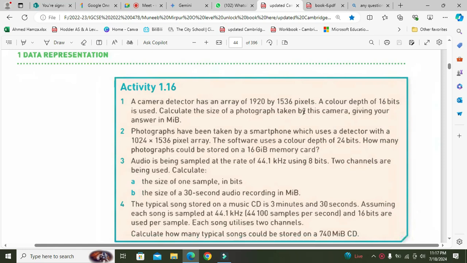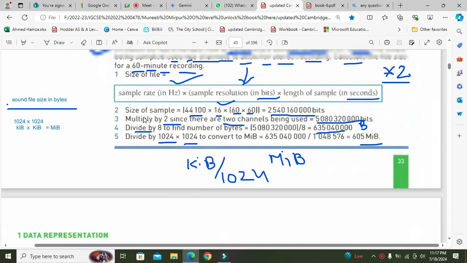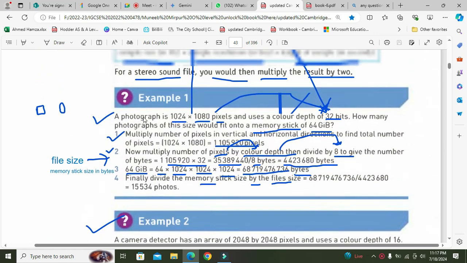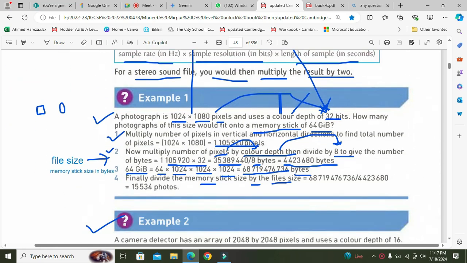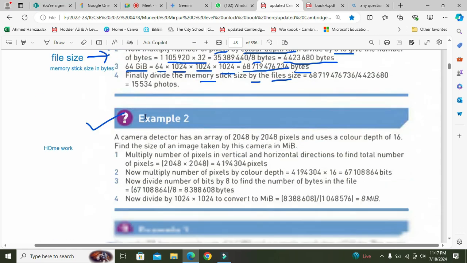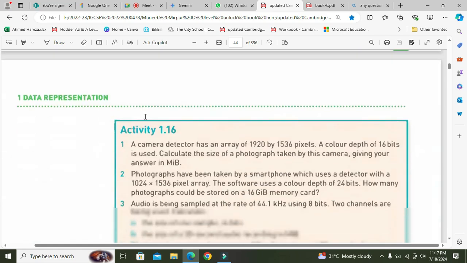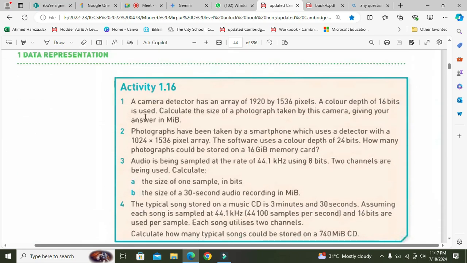Assalamu alaikum everyone. Okay, today we are going to learn how to convert data representation, and then we have to discuss thoroughly how to calculate the file size of an image or a sound file. Okay, with the help of these examples that we have discussed thoroughly, you can solve activity 1.16.